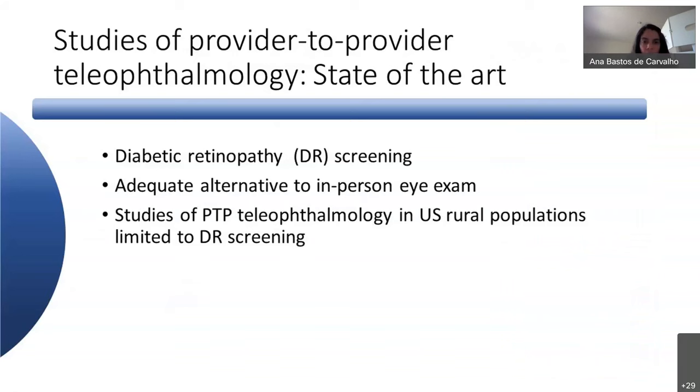All the other interventions are still not evidence-based, namely for the other diseases that I mentioned before, such as glaucoma, age-related macular degeneration. And even the studies that we currently have on provider-to-provider rural teleophthalmology in the US are limited to diabetic retinopathy screening. We have no studies on other diseases. Next slide, please.